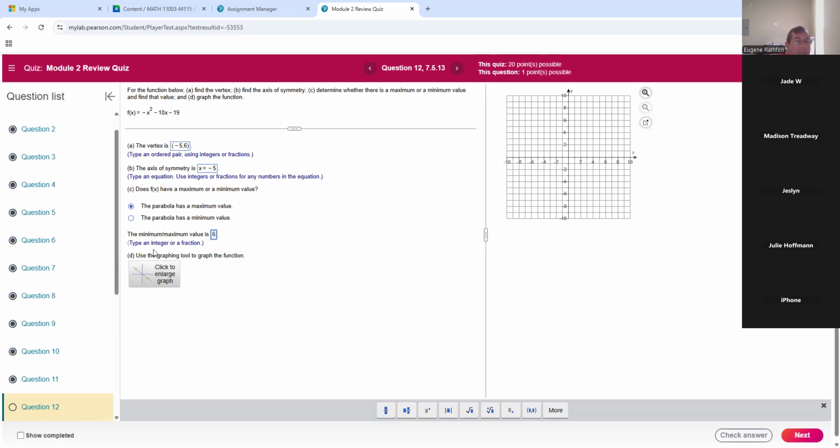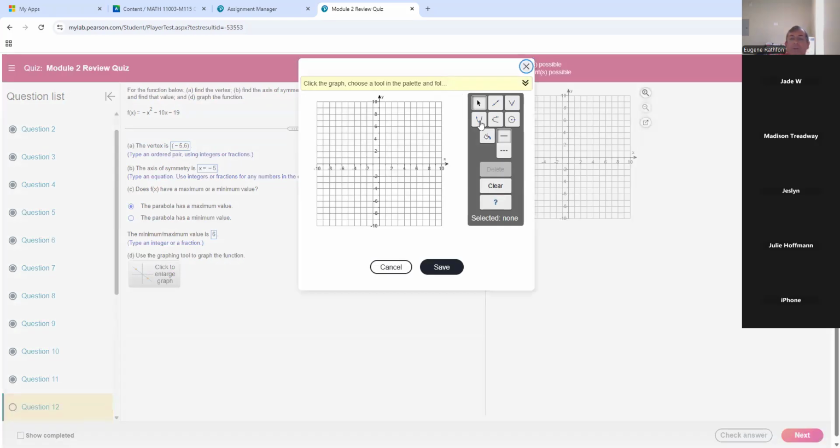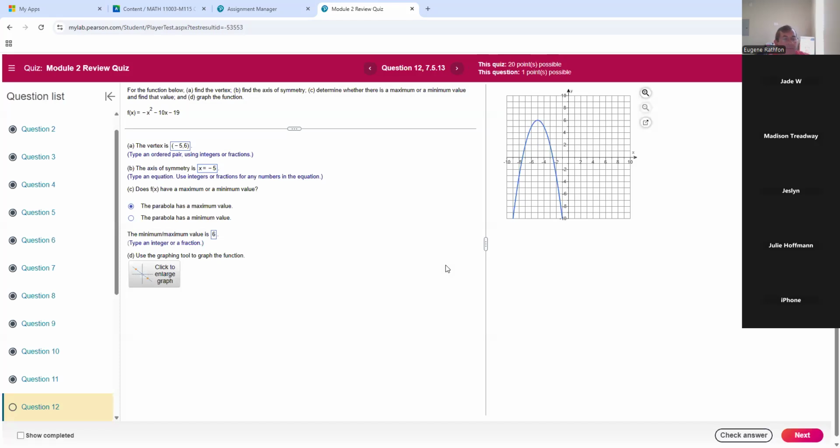All right, click to enlarge your graph. Choose the vertical parabola tool. My vertex is -5, 6. So go left to -5, up to 6. And then remember, any other point, I'm going to do that -6, 5, which is right there, and click it. All right, y'all, at that point, save that and do next.